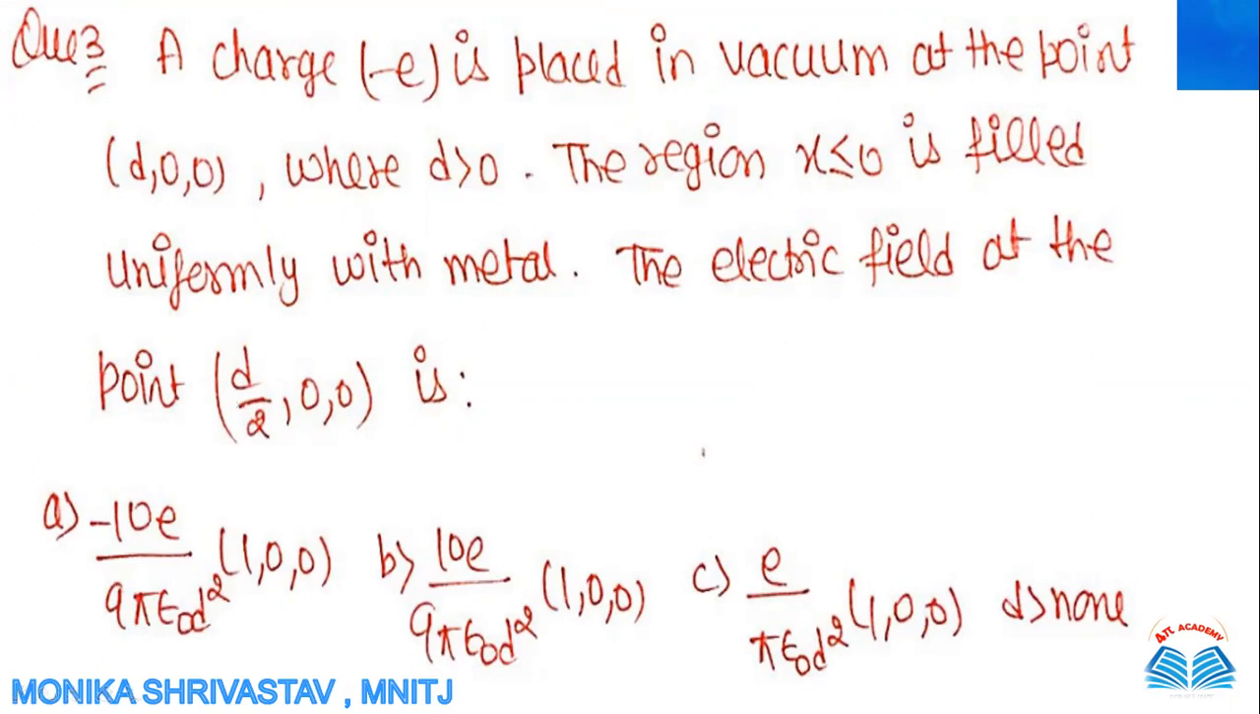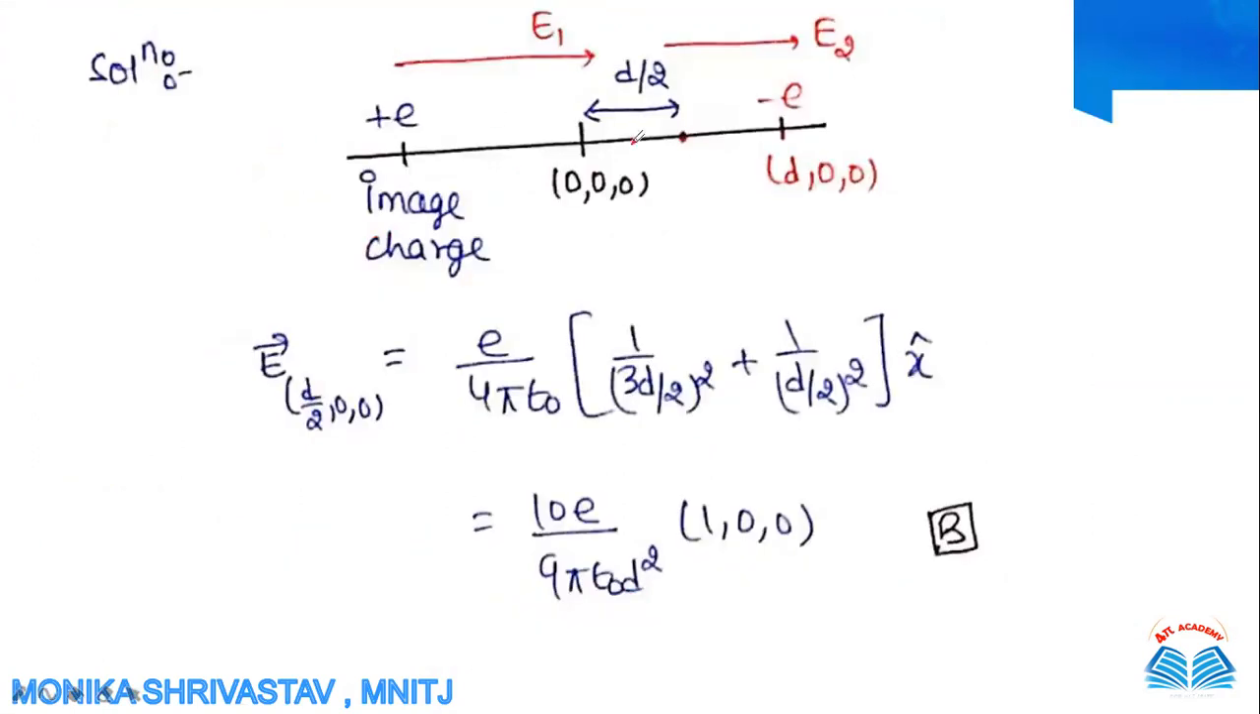This is a very easy question. There are 4 options. How will we solve this question? There is a charge minus e at distance d from an infinite conducting plane. So firstly, what will we do? We will make an image charge on the other side of that plane. So the image charge will be plus e at the same distance d.